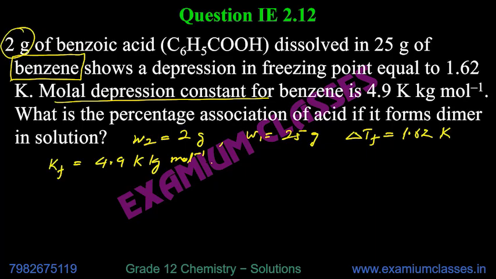Read the question again before I start explaining. What is given? W2, W1, delta TF, KF are given. And you also know a few more points which I'll explain during the explanation. You have been asked the percentage association of acid if it forms dimer.